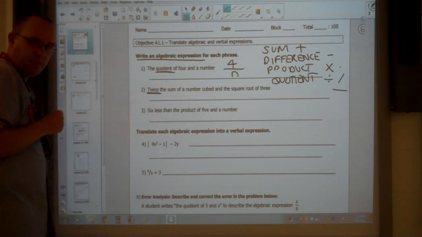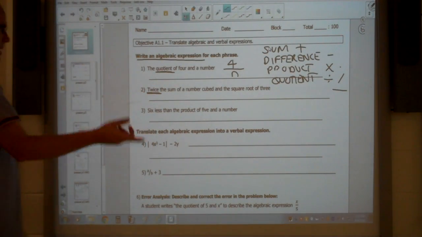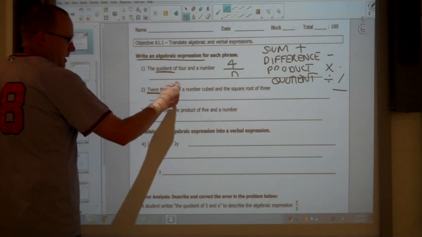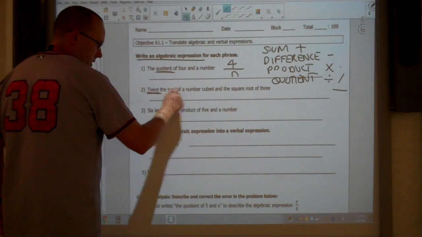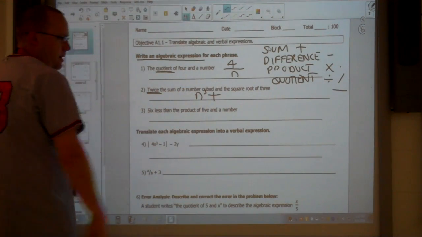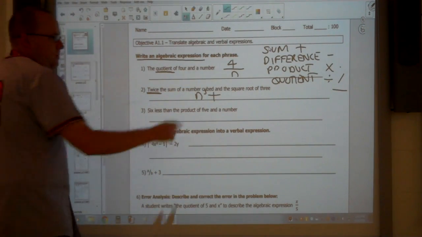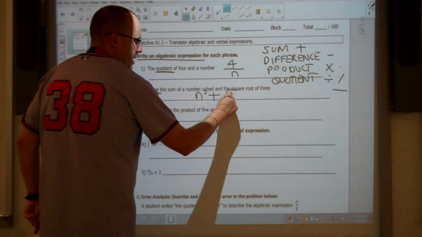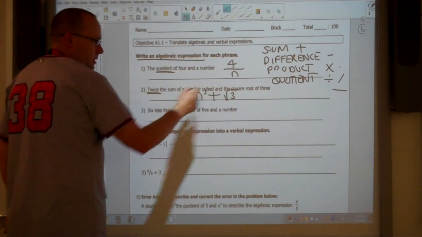Next question, twice. That means we're going to multiply something by 2, or double it. Now, what are we going to double? The sum of a number cubed. Now I know sum means add. A number cubed, I know, is n cubed. And also we're going to add the square root of 3. And I want to times all of this by 2.